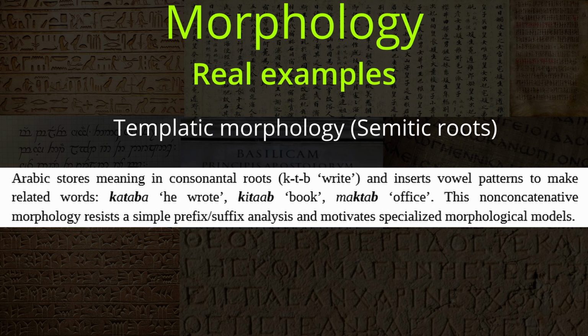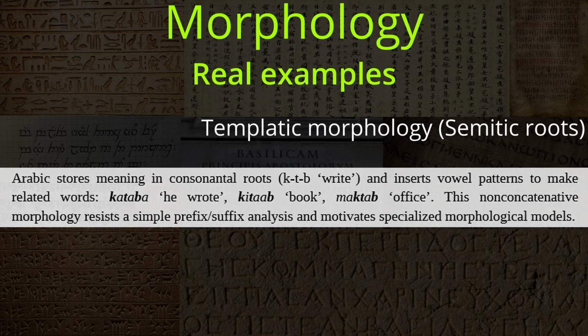For example, kataba, he wrote. Kitab, book. Maktab, office. You see, the consonantal root k, t, b remains consistent, but in between, or even in front, we can add either different vowels or even consonants to change the words. And this non-concatenative morphology resists a simple prefix-suffix analysis and motivates specialized morphological models.